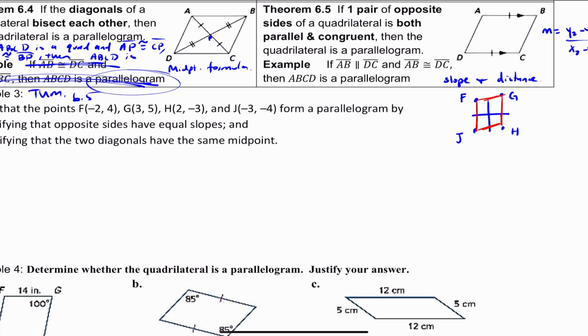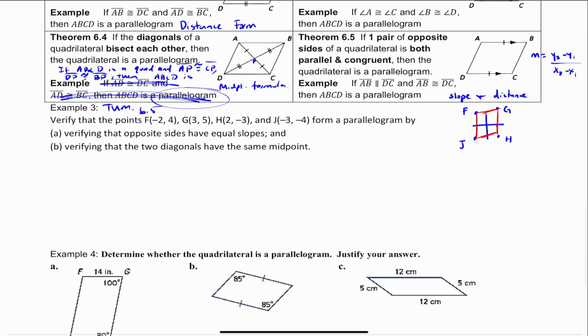So that means I'm going to have to verify the opposite sides. This side here and this side here have equal slopes, and this side here and this side here have equal slopes as well. So let's find the slope of FG. It's (5 - 4)/(3 - (-2)). I'm just using the slope formula; you can review how to do the slope in one of my earlier videos. So 5 - 4 = 1, and then 3 - (-2) becomes 3 + 2, so that's 1/5.